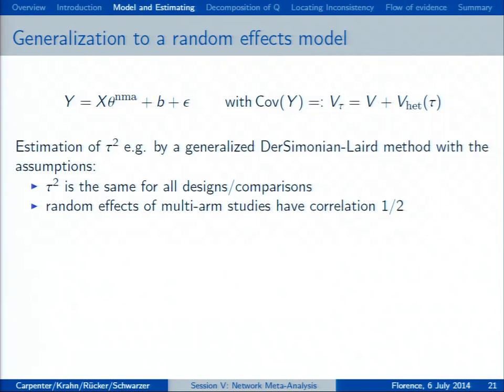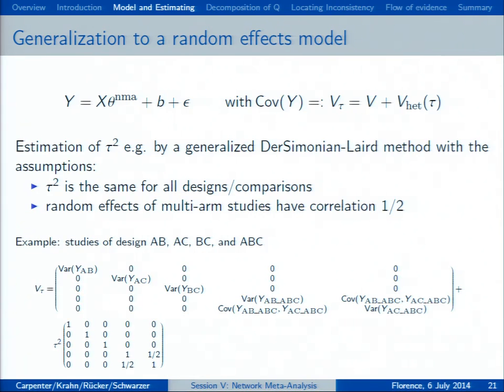So we have a further vector here of random effects, and we have a further component in the covariance matrix, the covariance matrix of the random effects. Therefore, we have to estimate the tau square like in classical meta-analysis, and we can therefore also use a generalized DerSimonian-Laird method. For this, we have to make some assumptions. One assumption is that this tau square is the same for all designs in the comparison. Otherwise, there would be a great number of tau squares that have to be estimated. A further assumption we take here is that the random effects of multi-arm studies have correlation 1/2.